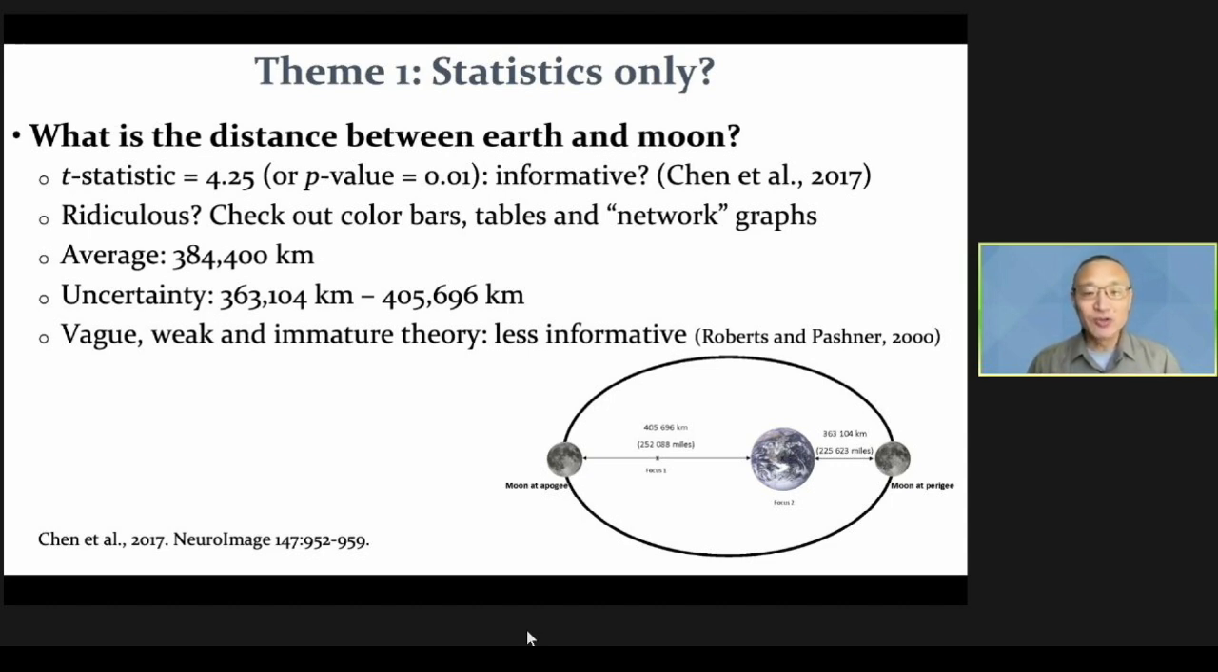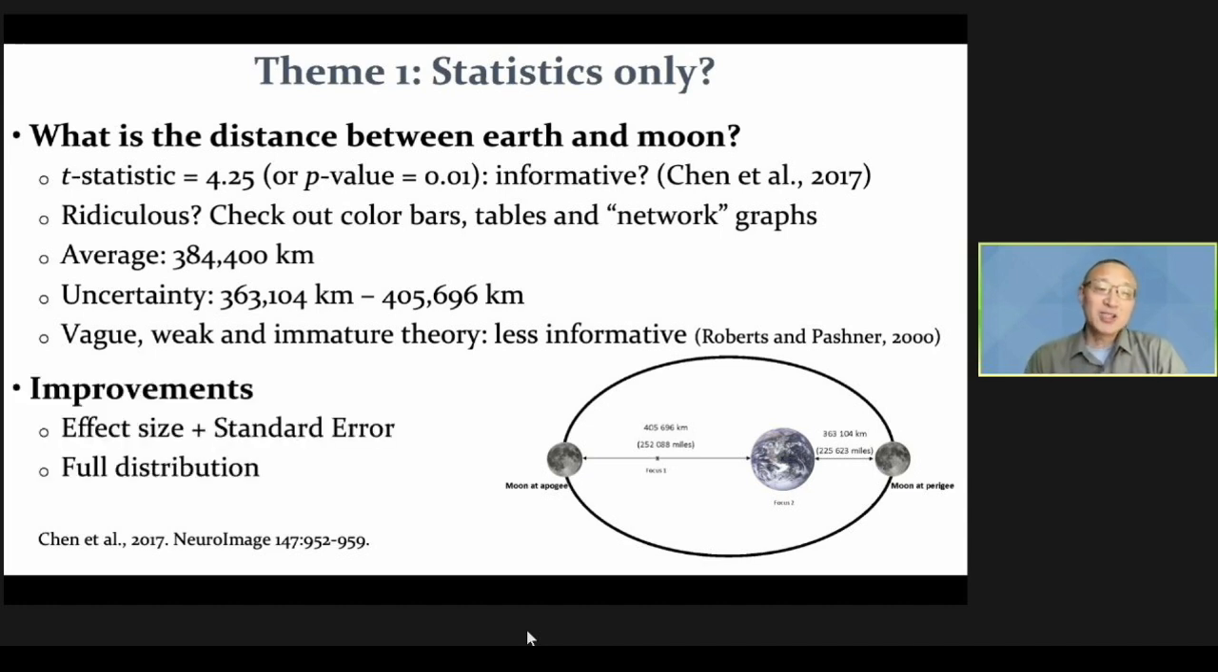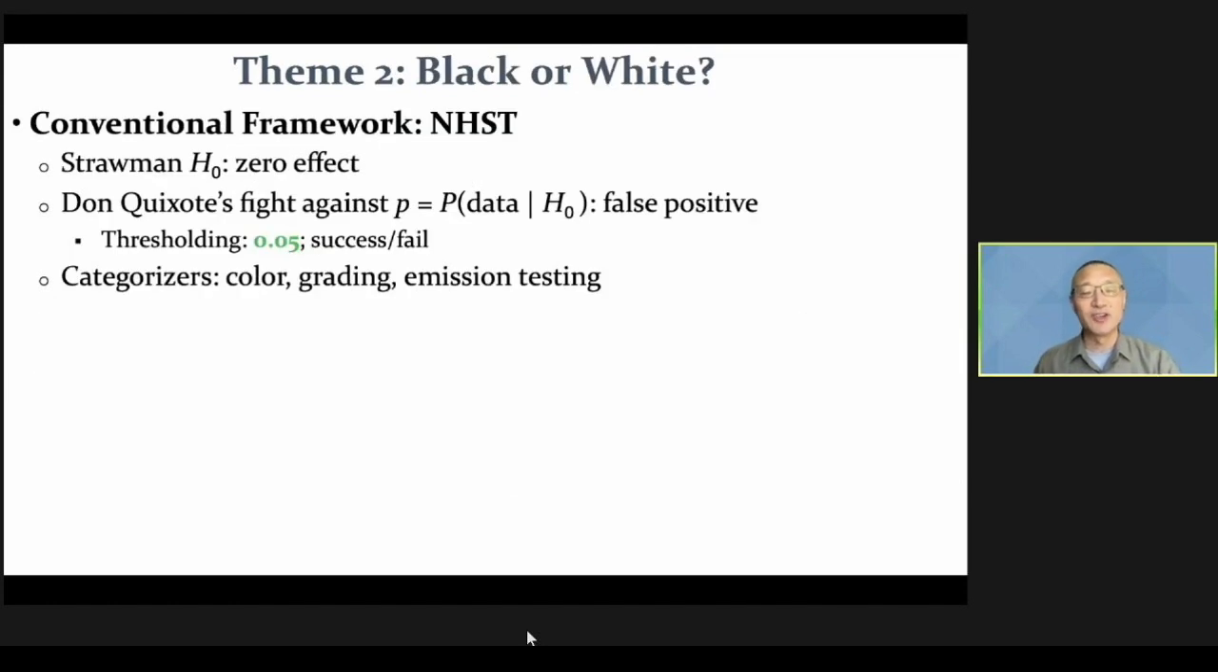With that value, there's only two pieces of information at most. The first piece is directionality: you either have the positive or negative sign. In addition to that, you have the strength of the statistical evidence. But in science, that kind of information is not as informative as the full results, and we consider such a theory immature. So there's a lot of room for improvement. Basically, we can report the effect size and their uncertainty. Better yet, we can present even the full distribution of each effect.